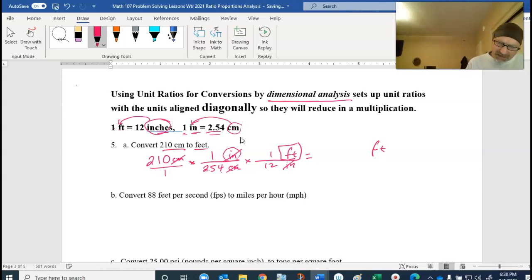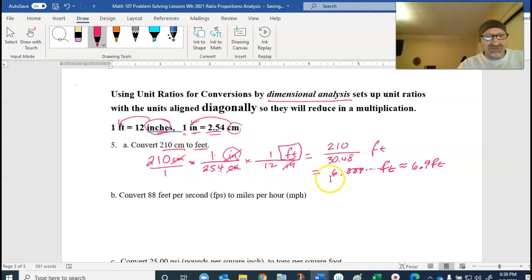So now what do we get? 210 times 1 times 1, which is 210. And we get 1 times 2.54 times 12. So we might want to go 2.54 times 12 to get that denominator of 30.48. And then I'm going to take 210 and divide it by, actually I usually go second answer because that tells me what, 30.48. And I get 6.889, and it goes on and on and on, feet. So I'll say about 6.9 feet approximately. Okay, so it's that simple.